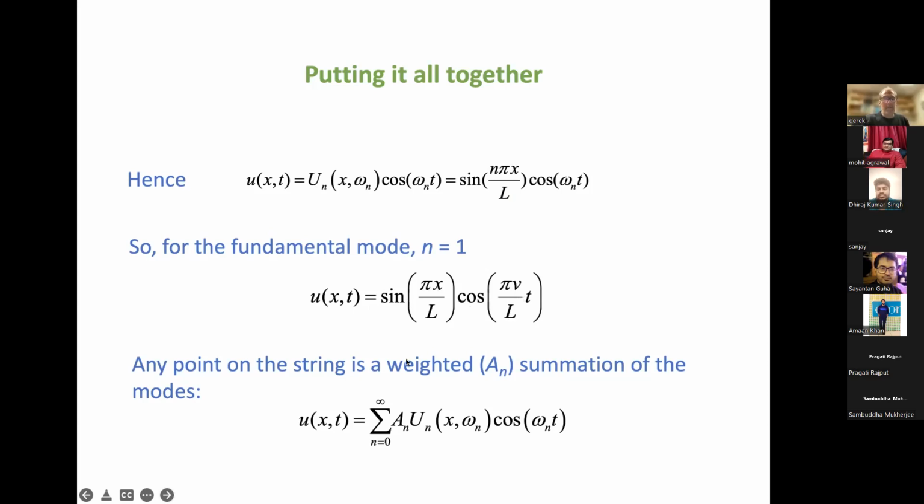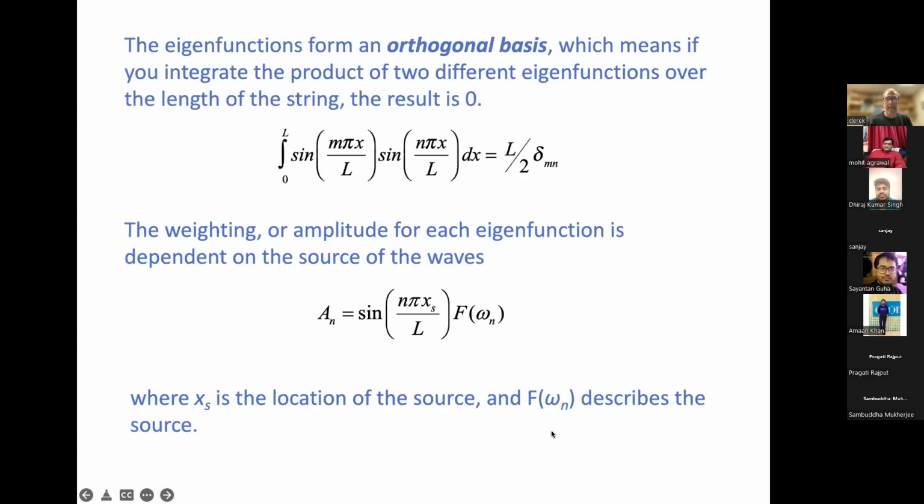Any point on a string is then a weighted summation of each of the modes from n equals 1 to infinity. So we have a weight here and then the eigenfunctions. And I'd note that the eigenfunctions form an orthogonal basis, which means if you integrate the product of two different eigenfunctions over the length of the string, the result is 0. And if it's the same value, if m equals n, then I have L over 2.